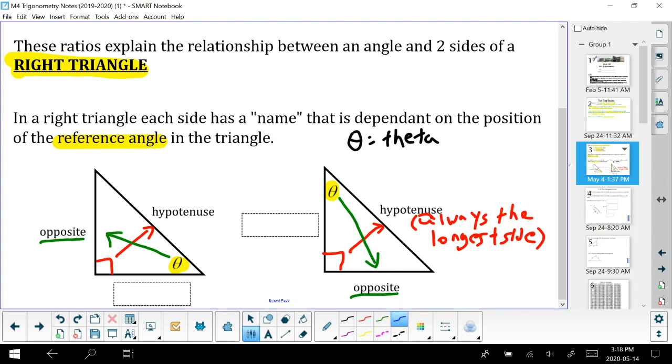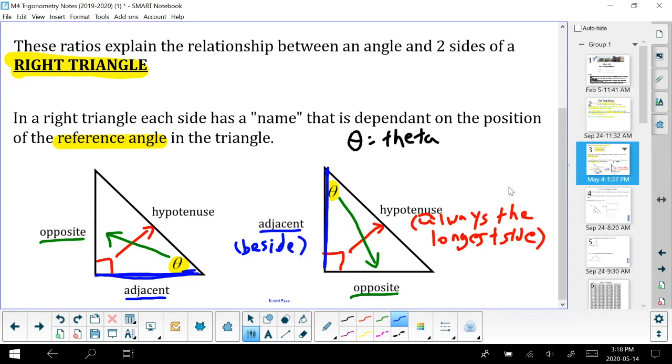Now, the last side of the triangle, we want to look at the same side that the reference angle is on. So we're going to refer to the one that's closest to it, that is not the hypotenuse. And we can see here that in both cases, we have what we call the adjacent side. Really, the word adjacent is just a fancy word that means beside, and it just means beside your reference angle.